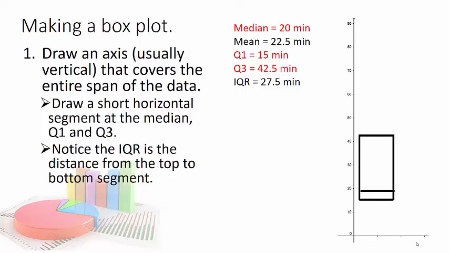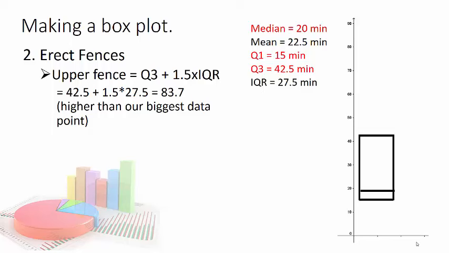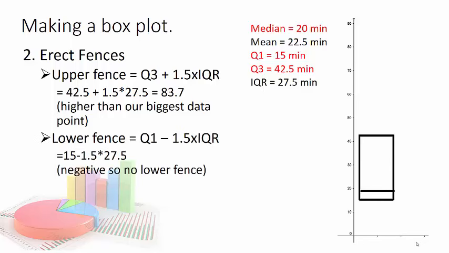So the next part is where you need to erect fences. Now you're not going to see these on your plots, but this is what's going to mark your outliers for your display. So for your upper fence, the rule is you take your upper quartile and you add 1.5 times the IQR, or interquartile range. So my Q3 is 42.5, and I have to add 1.5 times 27.5. That'll be 83.7. So that's our upper fence.